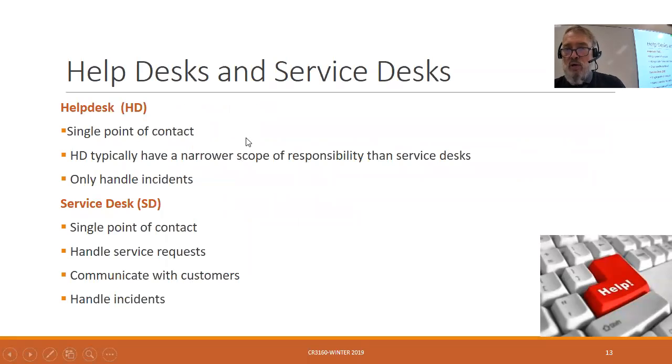Okay, so what is the difference between a help desk and a service desk? I hope you can see a lot of overlap there. They're both a single point of contact, but the help desk is narrower and only handles incidents, whereas the service desk handles incidents and service requests and does a lot of communicating with the customers. So your service desk idea is a broader scope. Service requests are things where we're adding new stuff, maybe installing new software and new systems, or doing some designing and building, whereas the help desk is really just managing incidents.